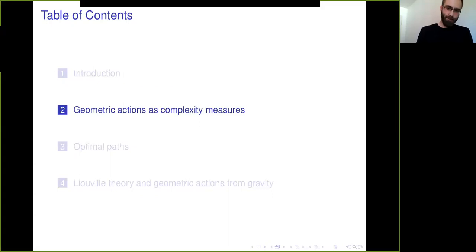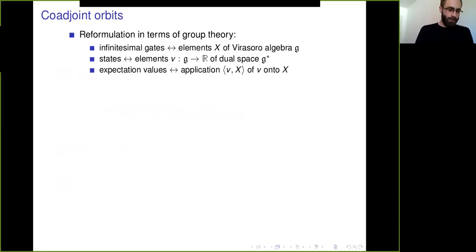So geometric actions, or geometric group actions as they are sometimes called, these are concepts from mathematical physics, and they are basically action functionals defined on some orbit of a particular symmetry group. And the reason they are interesting for us is because they actually turn up in the theory of gravity in AdS. So if we can find a relation between our complexity functional and the geometric action, we immediately have a relation between complexity and the gravity field.